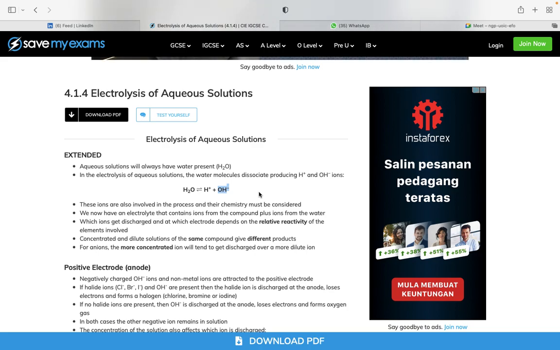So what you get from concentrated and dilute solutions is different. For concentrated solution, you only get the ions from the compound. From dilute solution, you get the ions from the compound plus the ions from the water. So that's why the products are different. Anions are negative ions and cations are positive ions. For anions, the more concentrated ions tend to get discharged over the more dilute ions. The more concentrated one gets discharged, that is, it migrates.